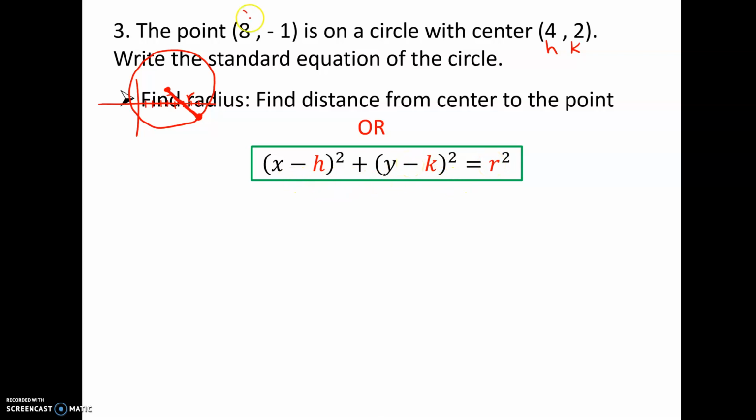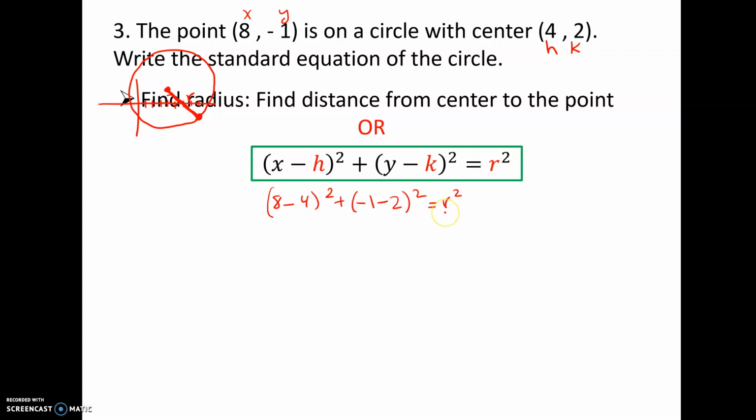And you're going to replace, this is your x and your y, a point on your circle, and here's your h, k. Whatever way you want to do that. So I'm going to use my equation here. Instead of x, I'm going to have 8. So I'm going to get 8 minus, and my h is going to be 4, squared, plus my y is -1, minus my k, which is 2, squared, is equal to r squared.